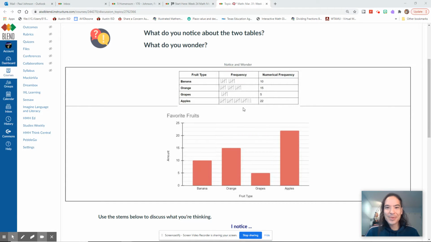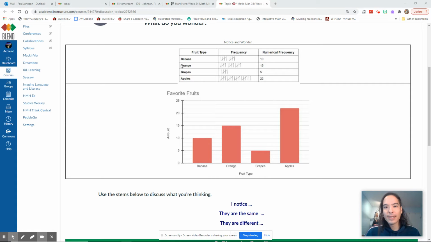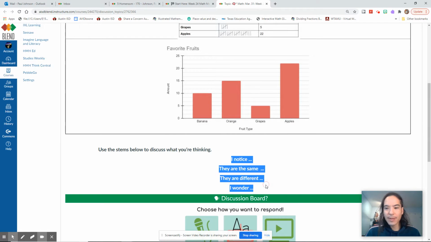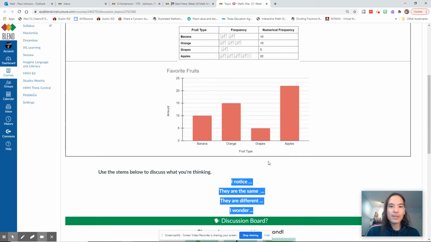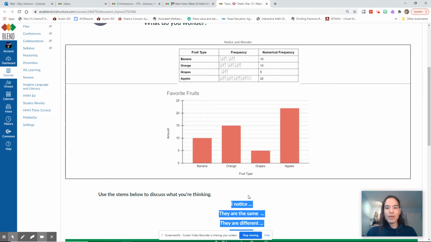All right, only five. So today we are going to be looking at a frequency table and a bar graph. When you're using your discussion posts, definitely use the vocabulary phrases frequency table and bar graph. It's easier for your brain to make connections when you actually use phrases like bar graph and frequency table.